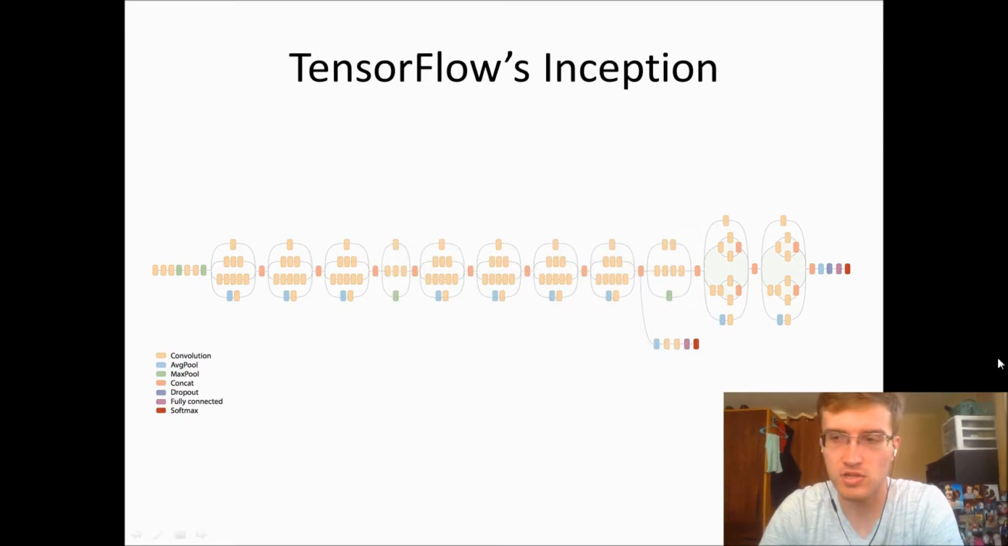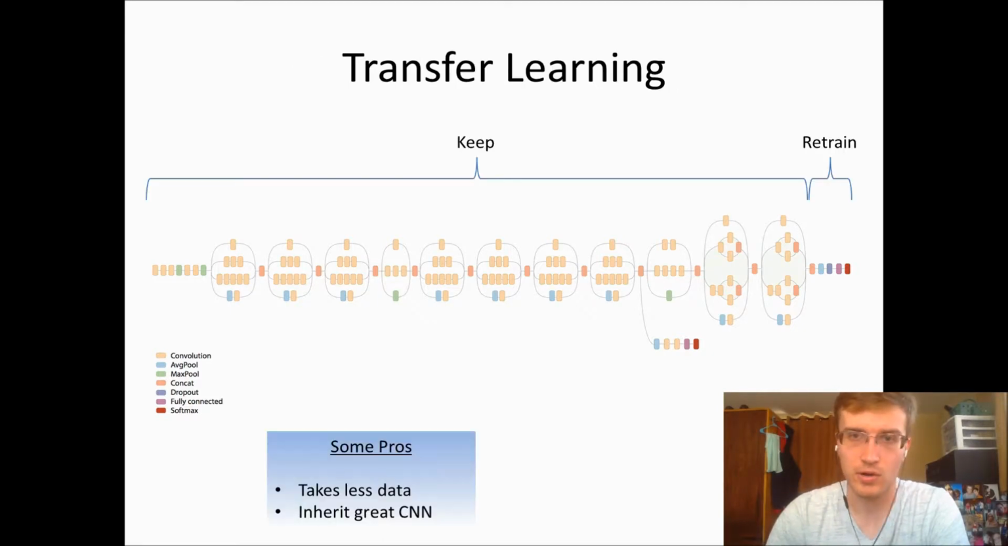But yeah, Inception is a big neural net that has already been trained and was used for the ImageNet competition, and it's really good. So what we're going to do is retrain the last layer, and this is called transfer learning, where you take a pre-made model and you retrain part of it for your own purpose.